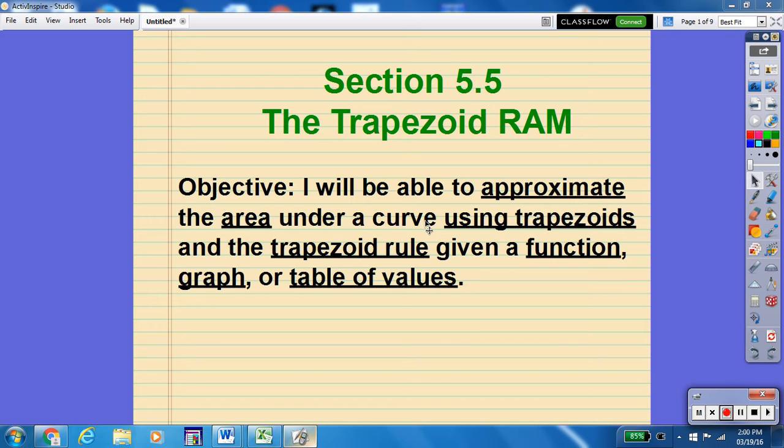Today we're going to be talking about the trapezoid rectangle approximation method, and the objective is to be able to approximate area under the curve using trapezoids and the trapezoid rule given a function, graph, or table of values.